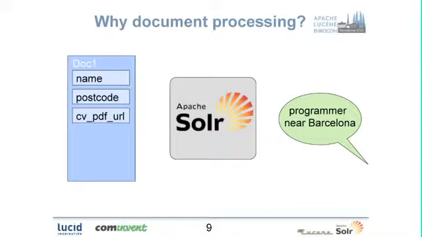One example: say you have a document with a person's CV. Well, you only have his name and his postal code and a link to the CV, say, in your database. So how can you then satisfy queries like programmer or Java and a location? Maybe not the best example, but we could imagine we need a latitude and longitude based on the postcode to do this near thing, and we need the text of the CV, whether that is in PDF format or Word format or wherever.